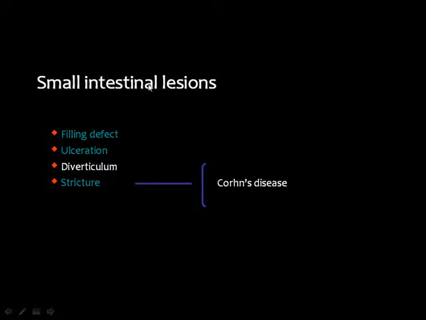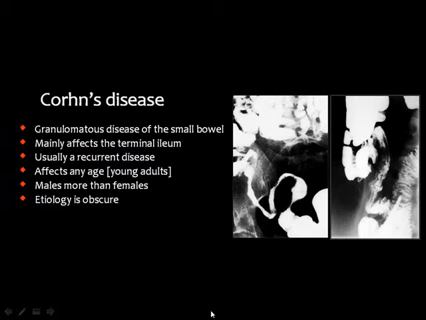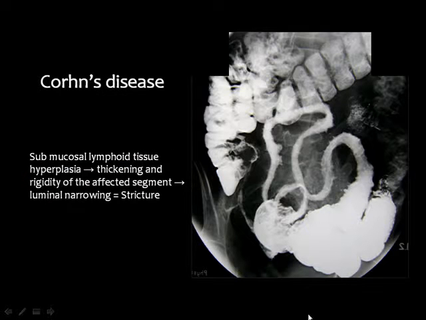Then the small intestinal lesions that can produce filling defects, ulcers, and strictures at the same time. This is the most common disease, which is known as Crohn's disease. Crohn's disease is usually located in the terminal ileum, and this is the normal appearance of the terminal ileum, and this is the terminal ileum which is involved by Crohn's disease, where you can see marked lumen reduction and irregularity of the wall. This is a characteristic appearance of Crohn's disease.